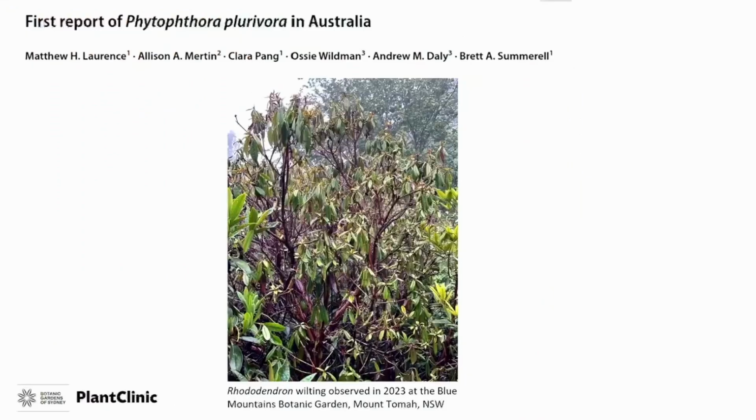This is another one from this year. It was at the Blue Mountains Botanic Gardens. There was a wilting rhododendron, and so we know that it does cause these wilt symptoms. So we did our methodology and we detected Phytophthora plurivora in Australia for the first time. So this is a closely related species to multivora, and it does cause forest declines in Europe.